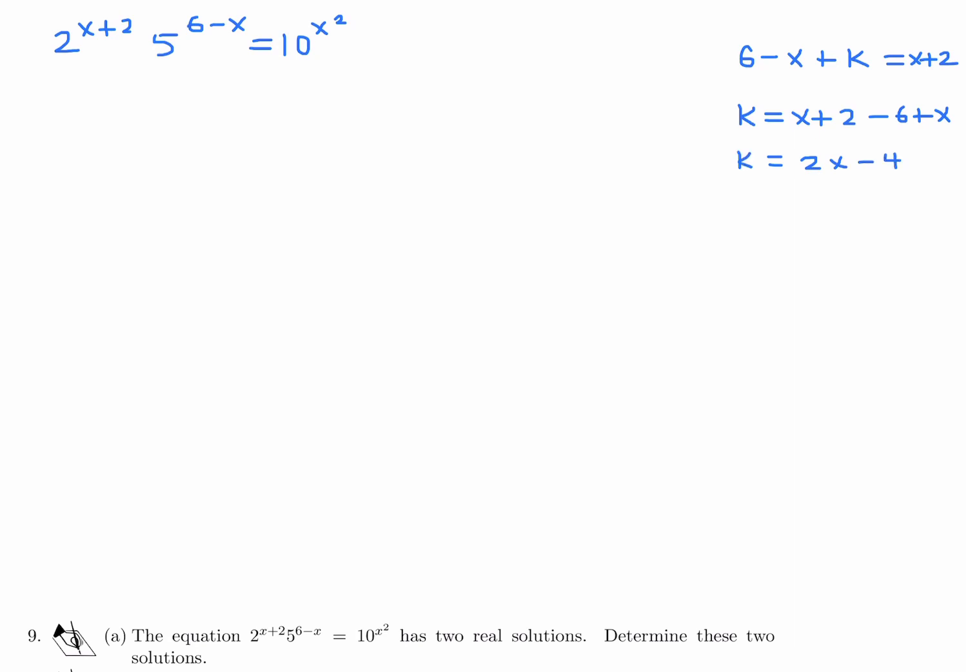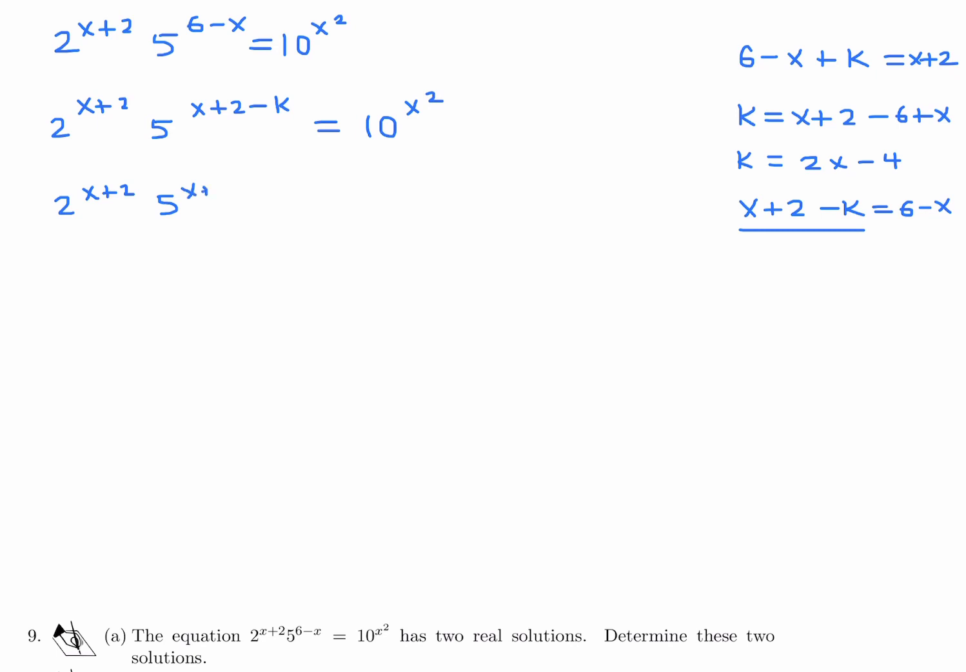If k is 2x minus 4, and then I add it, then I can make it look the same. So that essentially means that x plus 2 minus k is equal to 6 minus x, like that. So instead of 6 minus x, I will put x plus 2 minus k. So I get 2 to the x plus 2 times 5 to the power of, instead of 6 minus x, x plus 2 minus k, like that. And this allows me to combine. So this now becomes 2 to the x plus 2, 5 to the x plus 2, times, well, I can just leave it as 5 to the minus k for now, and then I can put it downstairs later. The important thing is that these two exponents are now the same, and I can combine them.